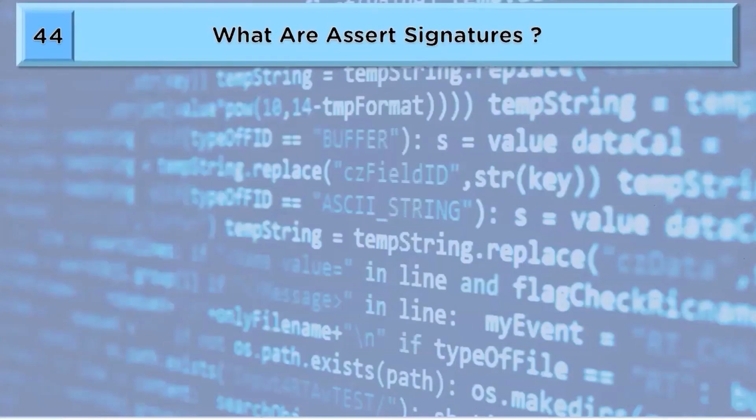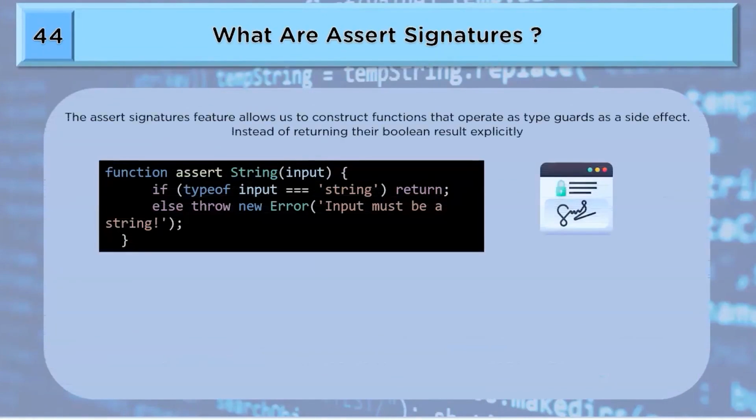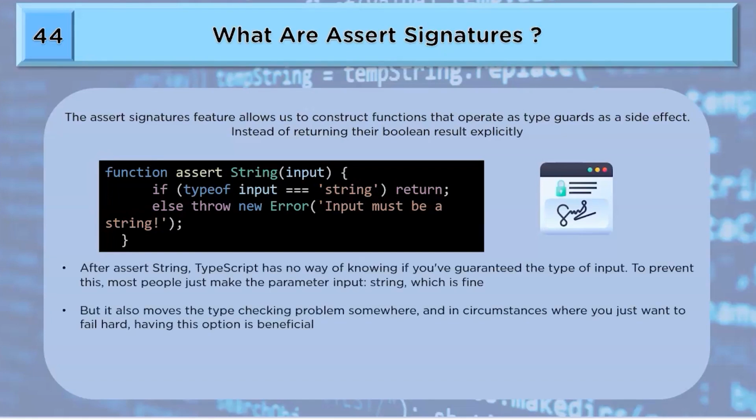What are assert signatures? The assert signature feature allows us to construct functions that operate as type guards as a side effect, instead of returning their Boolean result explicitly. After a search string, TypeScript has no way of knowing if you have guaranteed the type of input. To prevent this, most people just make the parameter input string, which is fine. But it also moves the type checking problem somewhere else, and in circumstances where you just want to fail hard, having the option is beneficial.